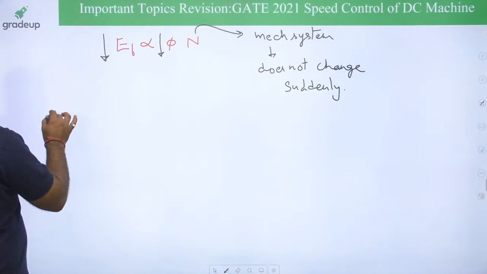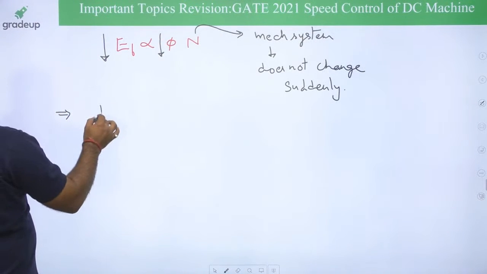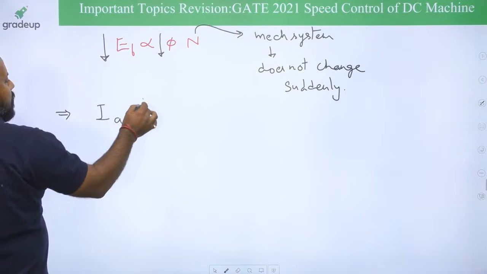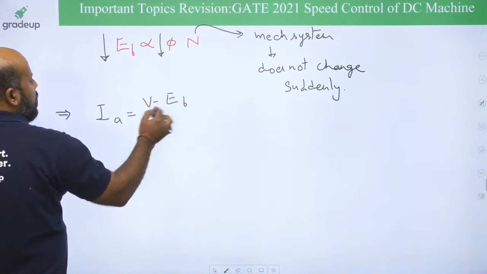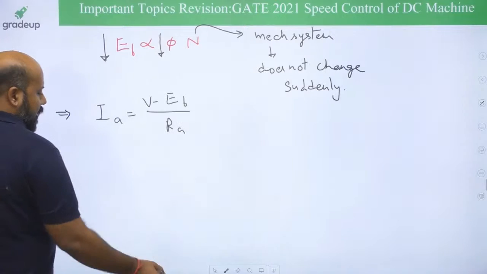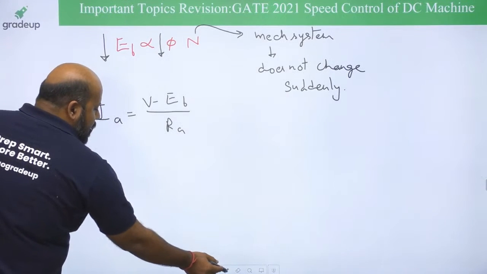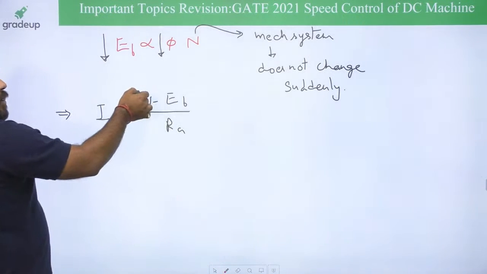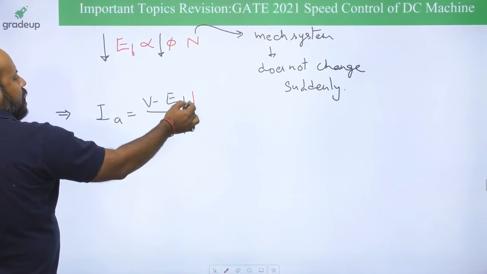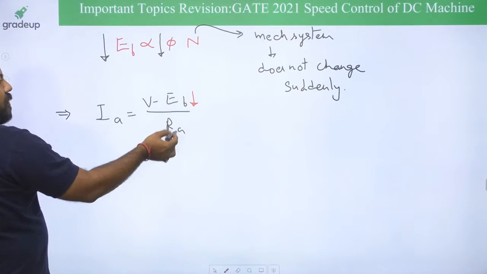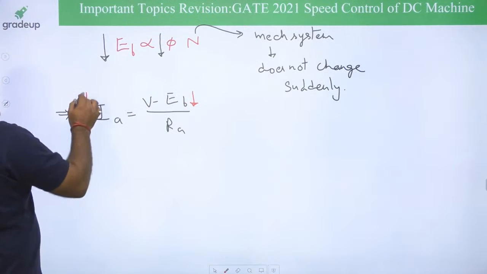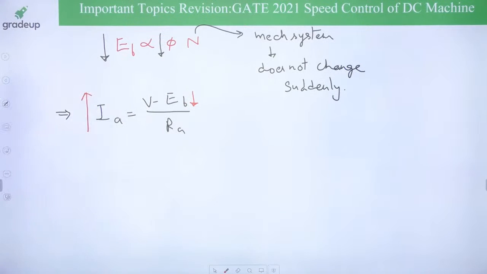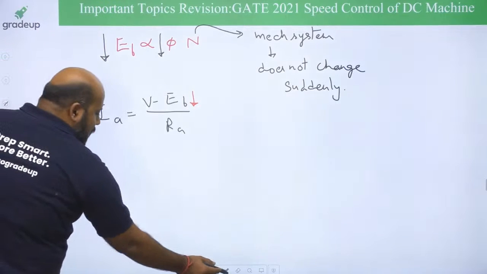If the back EMF is reducing, what is going to happen with the armature current? What is armature current? V minus EB upon RA. Now this V you have not disturbed, EB you have reduced, RA is not disturbed. So if EB is reduced, you know that armature current is going to be increased.